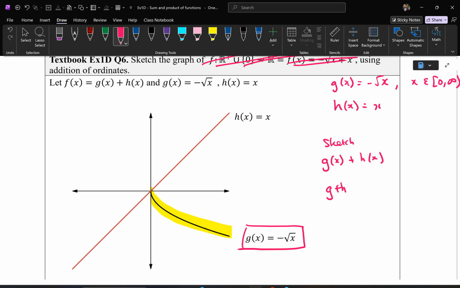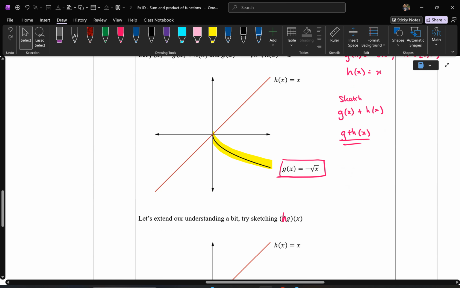Or g plus h of x. What does that look like? Do a rough sketch. Then we'll check our answers together. I'm going to write the answers up. Pause the screen. Once you've done that, have a go with the timesing.